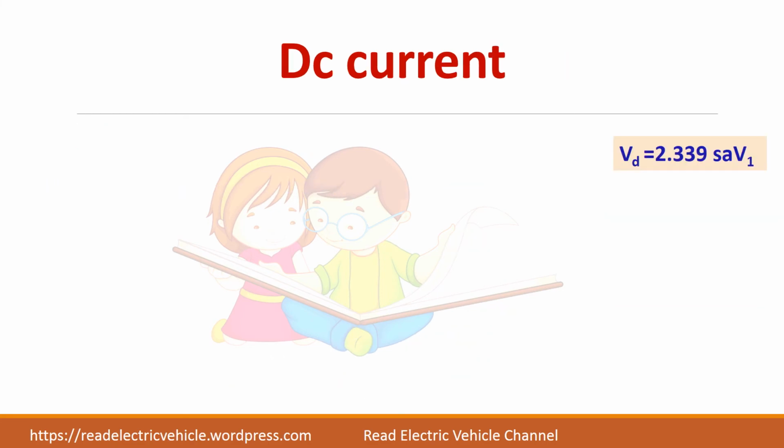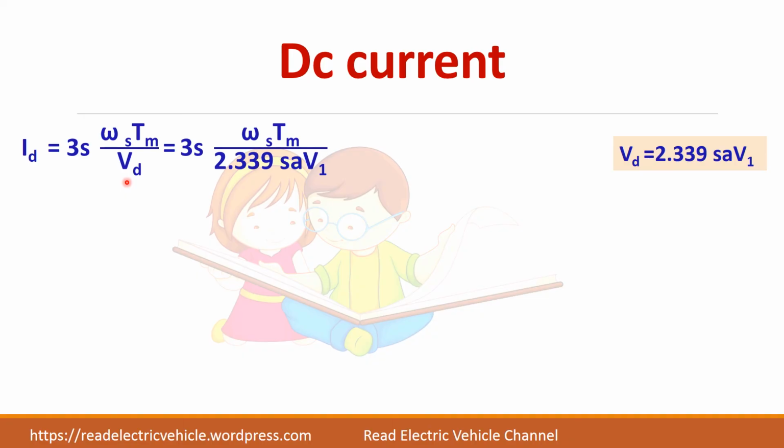Next we will find the DC current from the torque equation which we have derived. So ID is equal to this one. Let us substitute, instead of VD, this equation. So 2.339 SAV1. So you simplify it, you are getting the DC current equation.